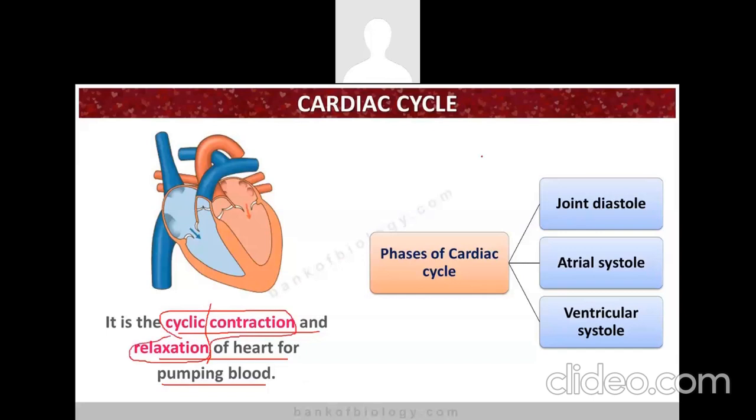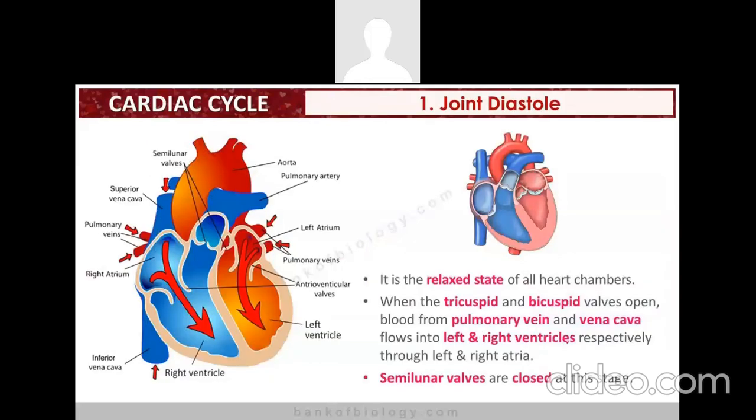There are three phases of the cardiac cycle. The first one is the joint diastole, then the atrial systole, and the ventricular systole. We'll see them one by one. The first one, the joint diastole. Joint diastole is a phase where all the heart chambers are in the relaxed state.